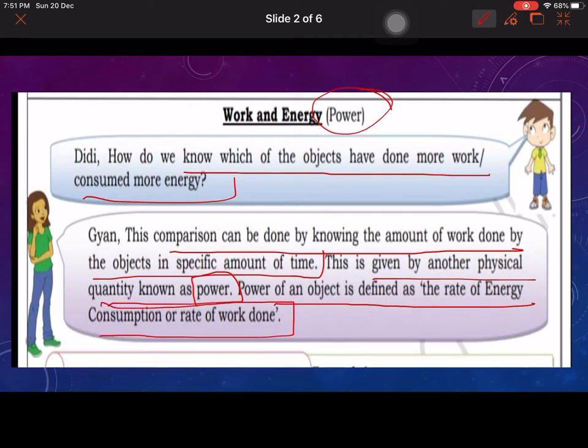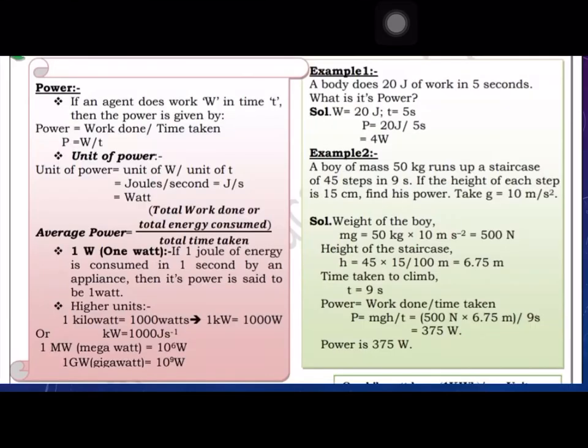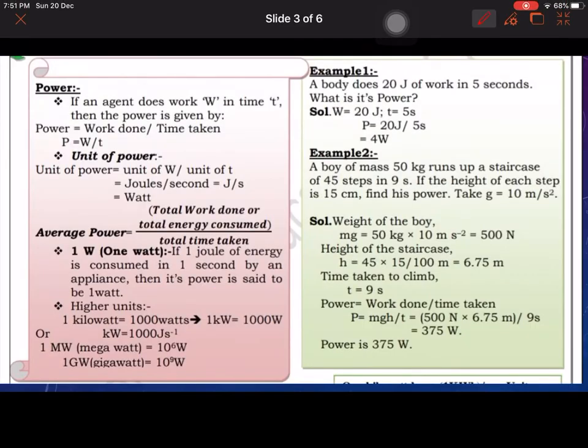कितना समय में कितना कार्य हुआ है उससे हम इसको निकालते हैं. So power, if an agent does work W in time t, then the power is given by P is equal to W upon t. The unit of work done is joule and time is second, so the SI unit of power is watt, capital W. You can write average power as total work done or total energy consumed upon total time taken.